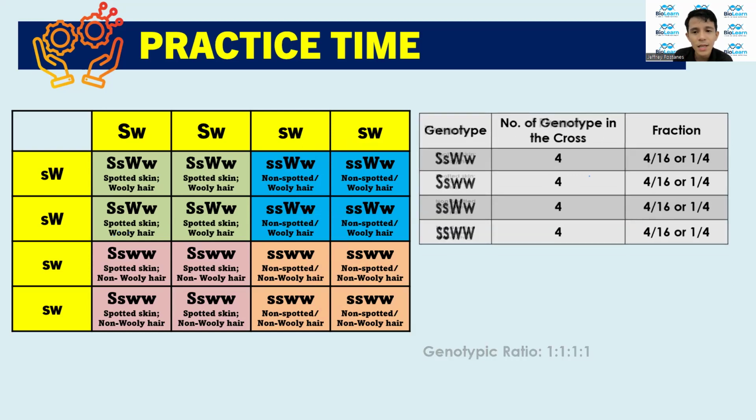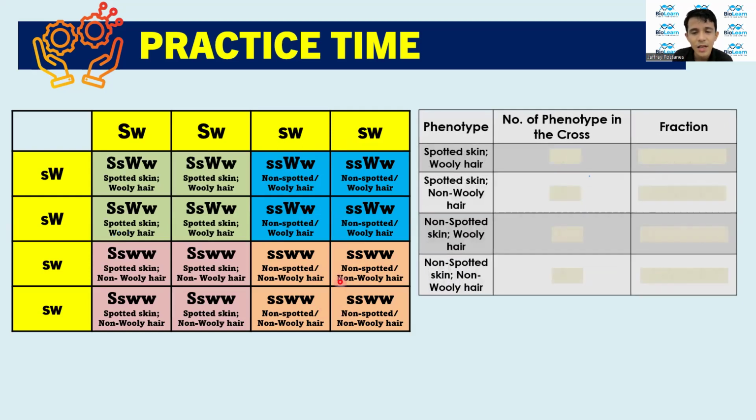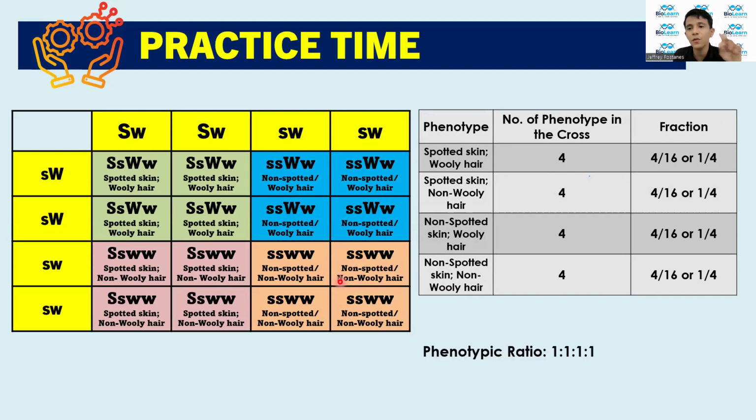Okay. Next, spotted skin, woolly hair, how many? We also have 4. Spotted skin, non-woolly, we also have 4. Non-spotted skin, woolly, 4 also, and non-spotted skin non-woolly, that's also 4. Therefore, our phenotypic ratio is 4 is to 4 is to 4 is to 4, or 1 is to 1 is to 1 is to 1.